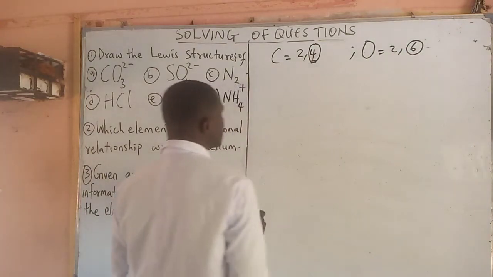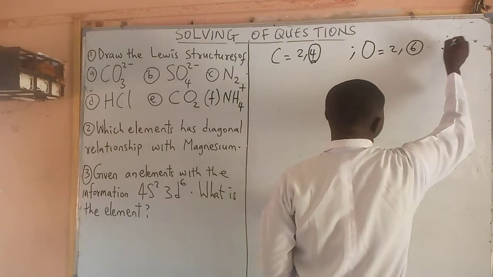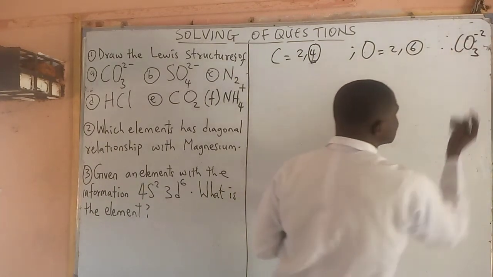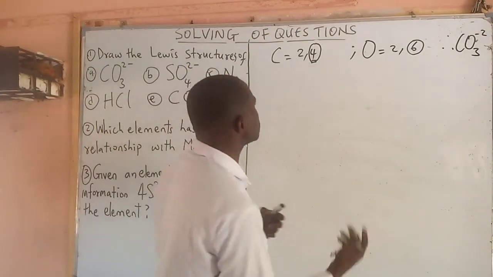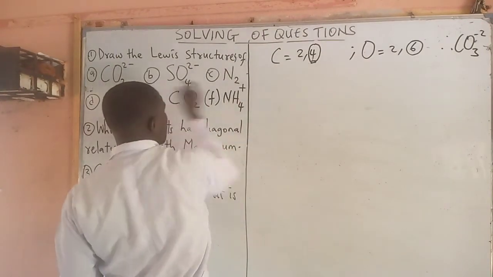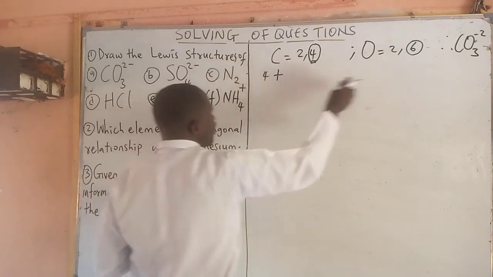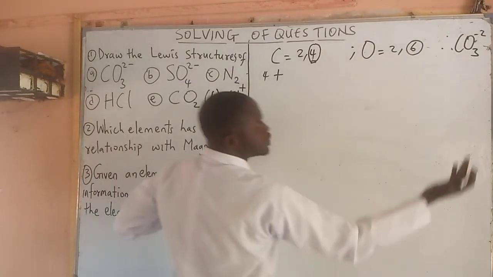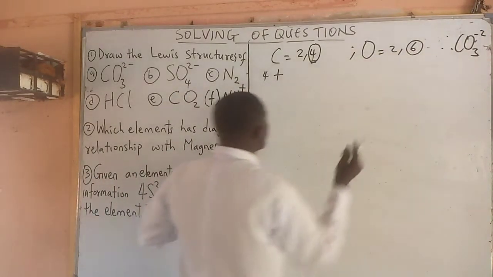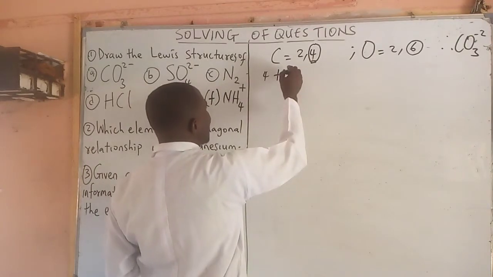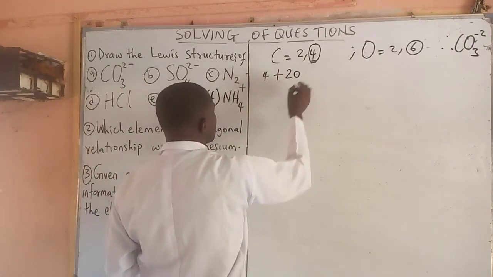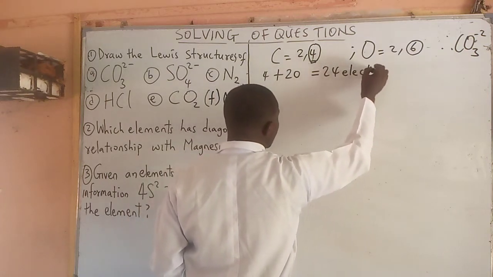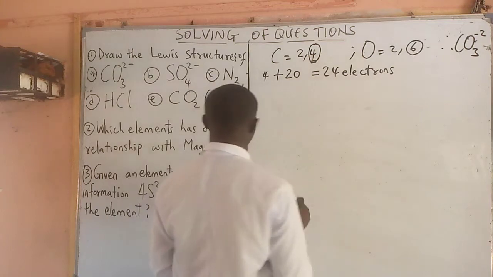Now, remembering that whenever you see a power of -2, it means that it will gain 2 electrons. So see what we do. Carbon 4 electrons plus oxygen 6 times 3, 18. 18 plus 2 electrons that it will gain because of -2, that will be giving me 20. So 4 plus 20 equals 24 electrons. These are the electrons that we will use to draw our Lewis structure.